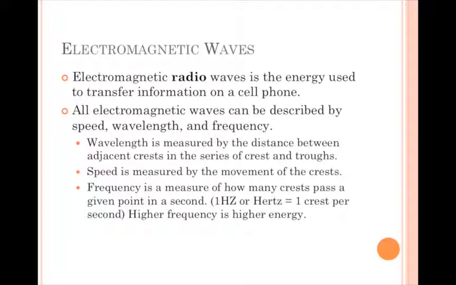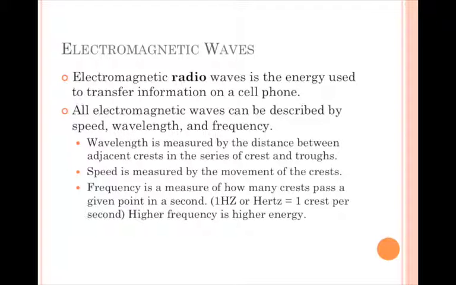Wavelength is measured by the distance between the adjacent crests in a series of crests. So this is the height where the electromagnetic wave is cresting and peaking, and this would be the distance between the two crests. Speed is measured by the movement of the crests. So this is how quickly the movement is. Frequency is the measure of how many crests pass a given point in a second. So this is how closely together the crests and troughs are.